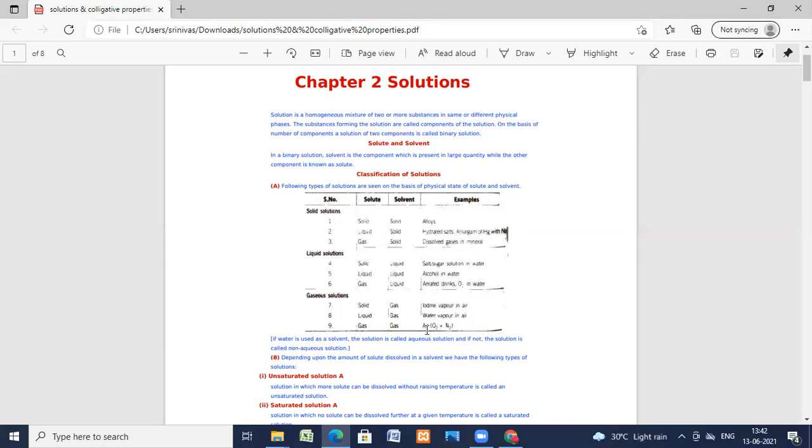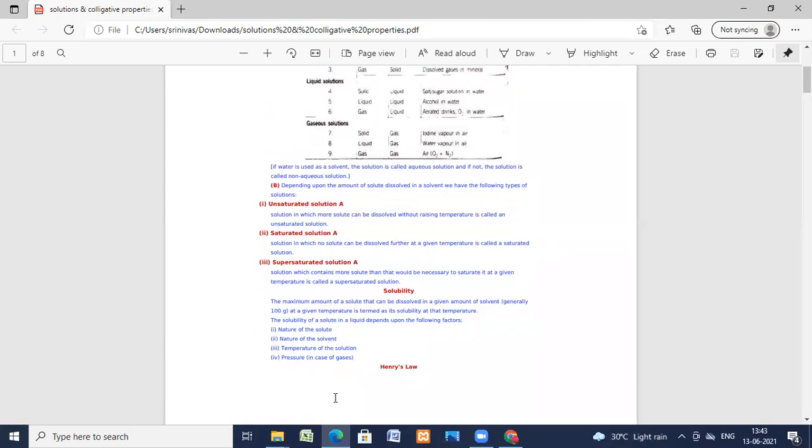Now, if water is the solvent, then that is an aqueous solution. If it is not water, it is a non-aqueous solution. Next, unsaturated solution. What is an unsaturated solution? What is a saturated solution? Seeing the basics first, then we'll go into the actual syllabus.